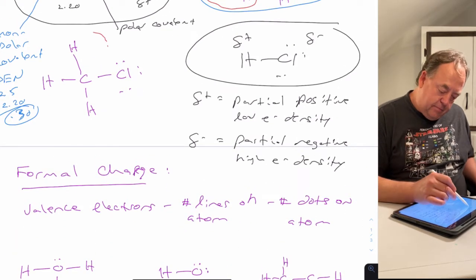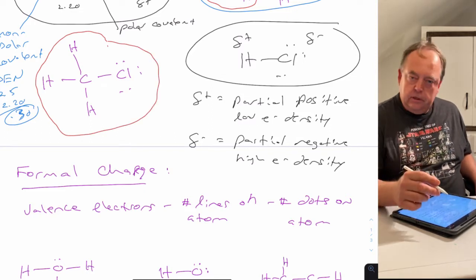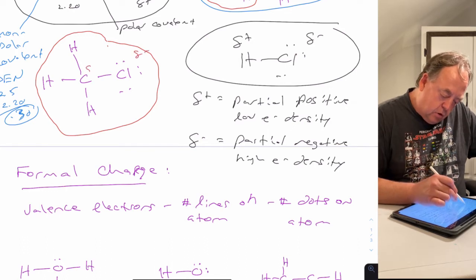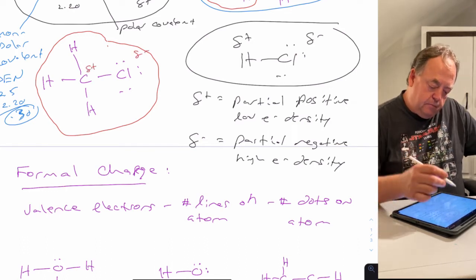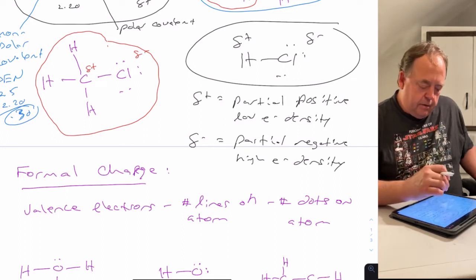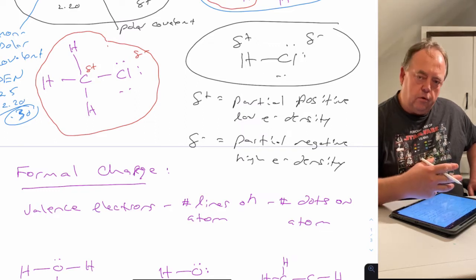Okay, so last example, if we took this molecule CH3Cl, if we assign partial charges, so chlorine's going to be partial negative and carbon's going to be partial positive. And again, because chlorine's very electronegative compared to carbon, but the difference in electronegativity between carbon and hydrogen is less than the 0.4 threshold.